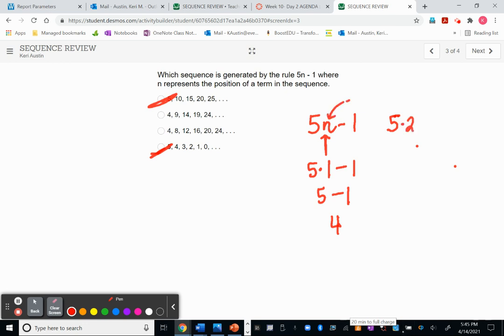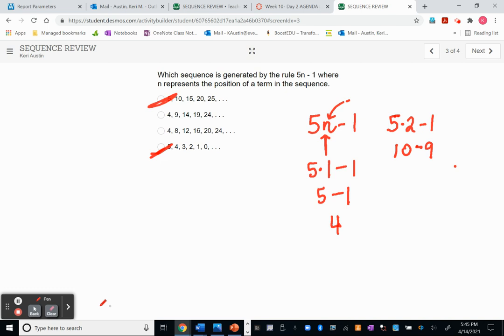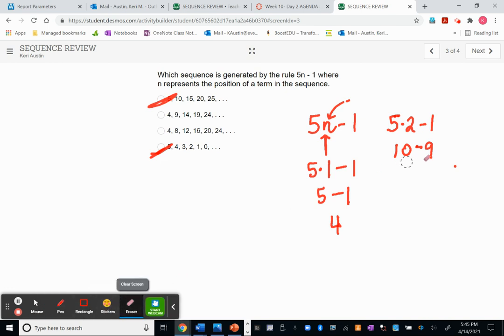So 5 times 2 minus 1, that'd be 10 minus 1, which is 9. So now I can see the second term is 9, right? So it's going up by 5 each time, which, look, you can see in 5n. Okay, so we've got 4, 9, 14, 19, 24. All right.